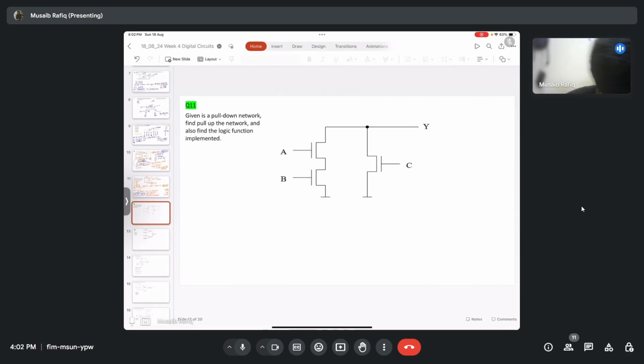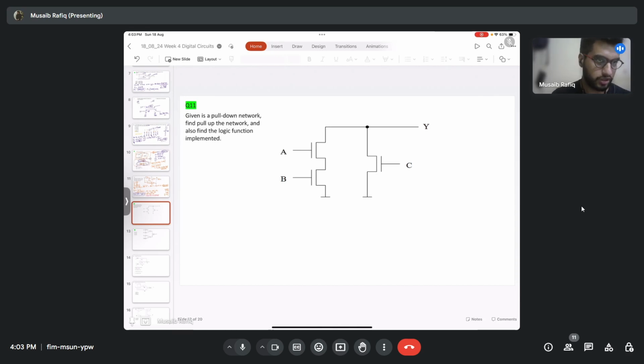So the question reads as, given is a pull down network, find the pull up network and also the logic function implemented. Obviously you can't write the pull down network in the chat box and you cannot draw it, but I want you guys to do it at your place right now, to draw the pull up network to this pull down network so that we can create a complementary CMOS logic, and also write the logic functionality implemented by this circuit.